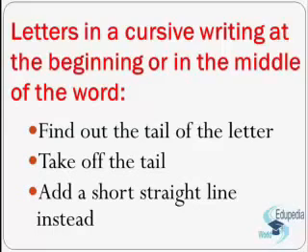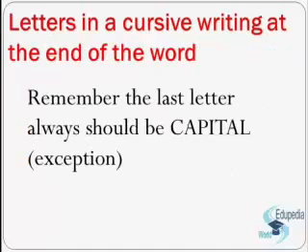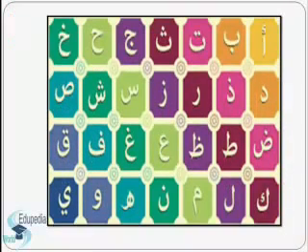How about the letters at the end of the word? So letters in a cursive writing at the end of the word are always capital, which means they have the original shape of the letter. But there are a few exceptions. I will explain about this point later during this video. I will give you now examples for capital letters. So all of these letters over here have capital form, or they have the original shape of the letter.